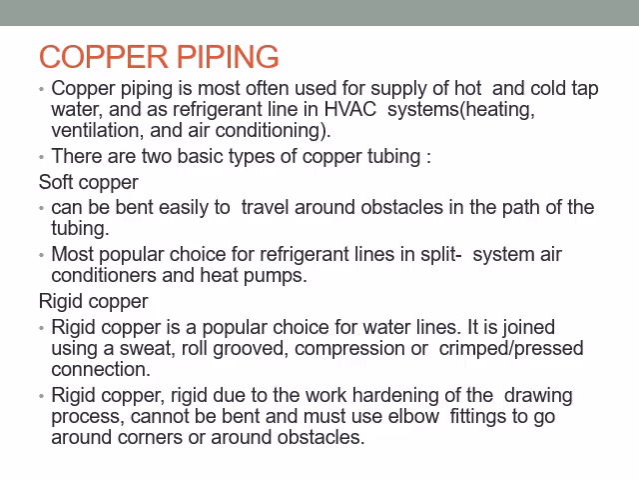Then the second type is rigid copper. Rigid copper is a popular choice for water lines. It is joined using solder, roll grooved, compression, crimped or pressed connections. Rigid copper is rigid due to the work hardening of the drawing process, so it cannot be bent and must use elbow fittings to go around corners or around obstacles.